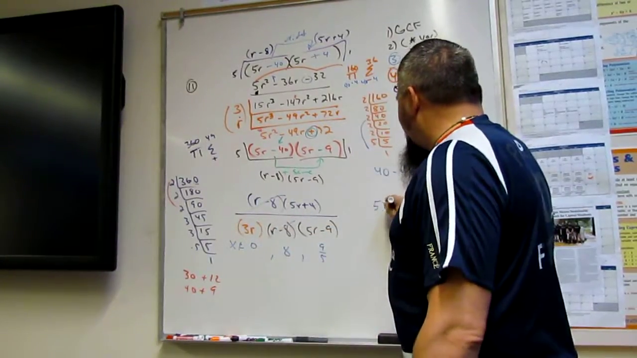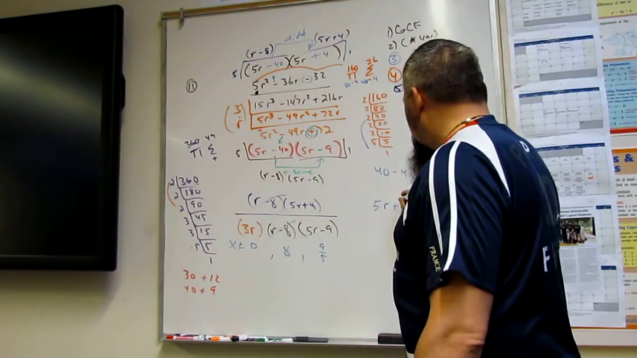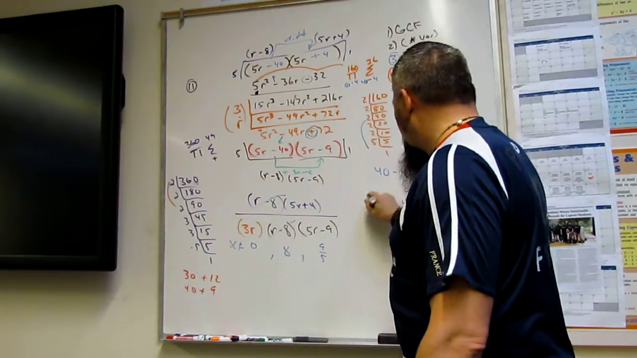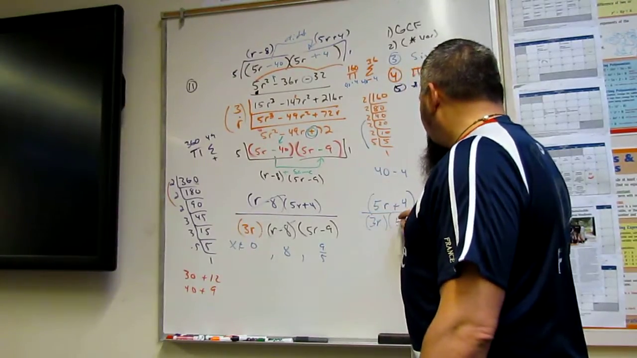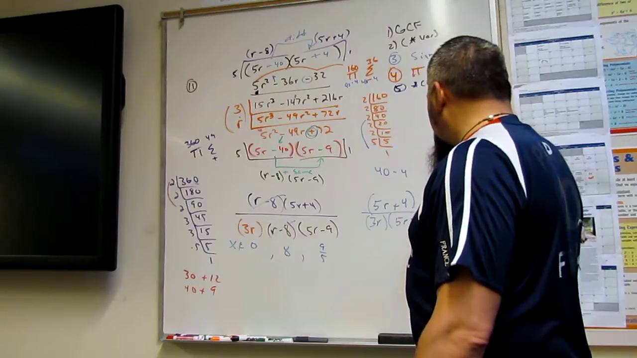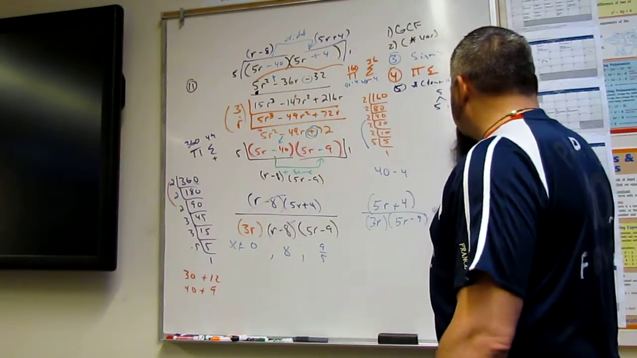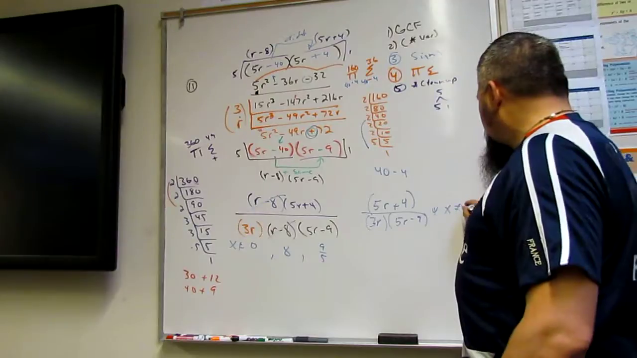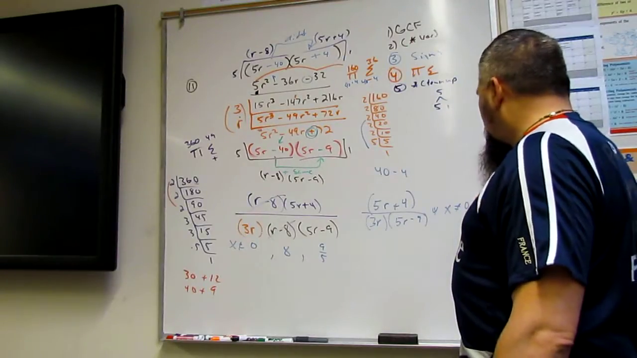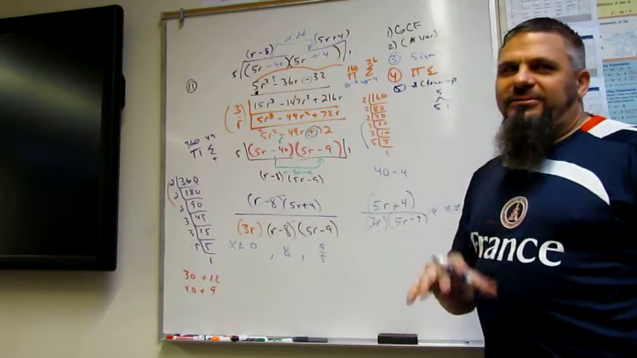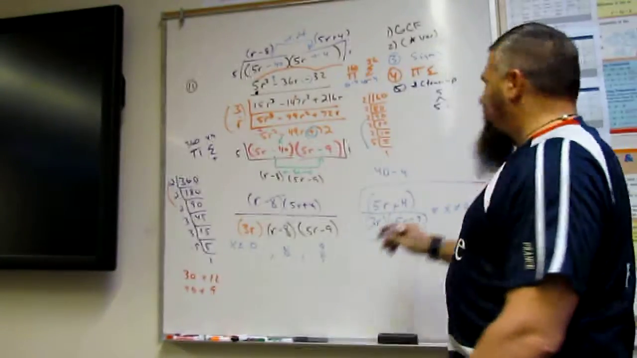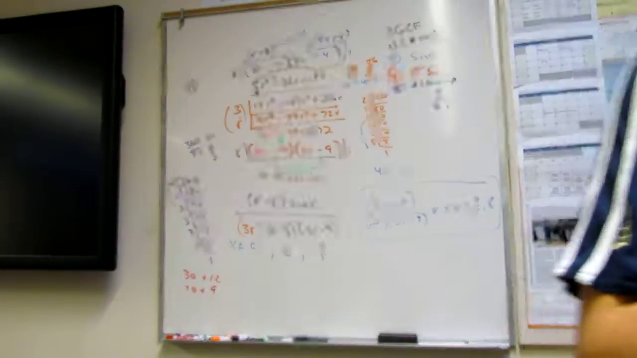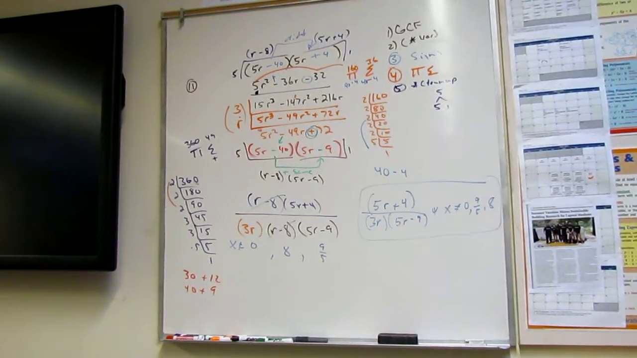And I get 5r plus 4 divided by 3r times 5r minus 9, where x cannot be 0, 9 over 5. Why did 9 over 5 come before 8? Because you put them in order from smallest to biggest, right? And that's it. Cake.